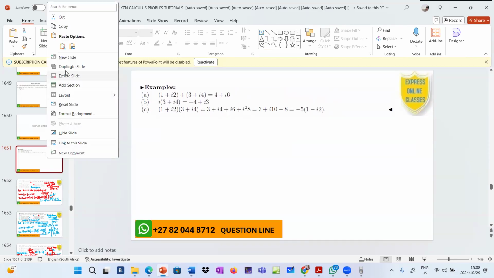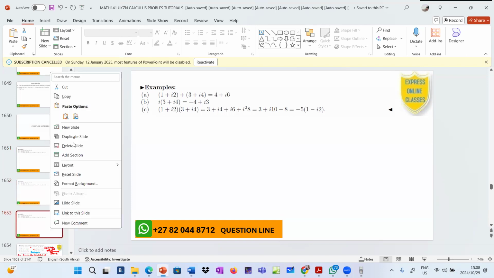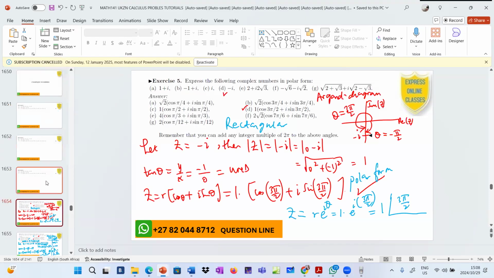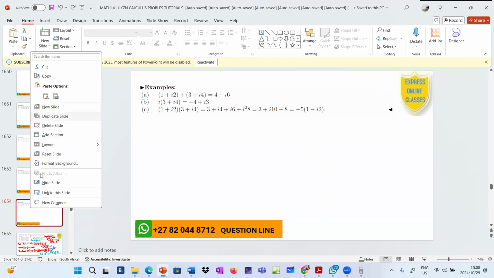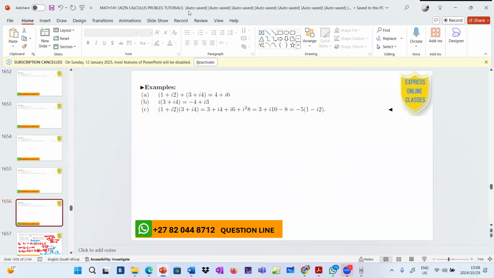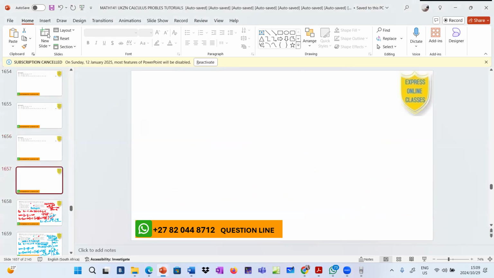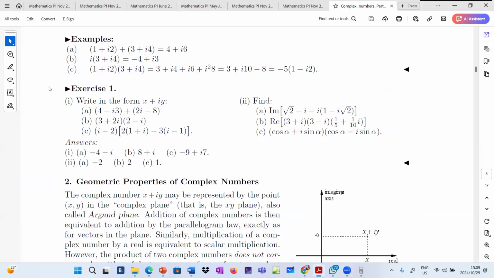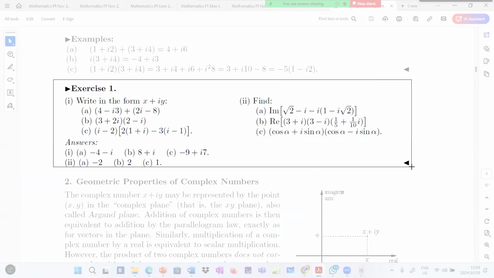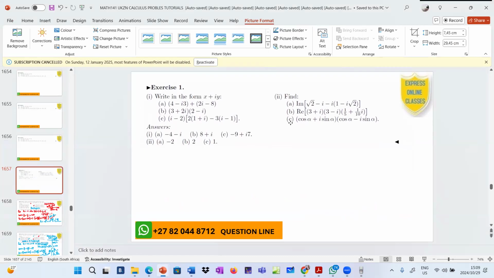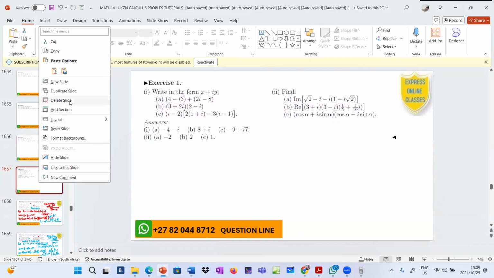Okay, so 1, 2, 3. Okay, I'm including the exercises, yeah? Okay, good. Let me see what you're saying. Yeah, that's fine because I think I found it. I found this exercise. Right. Okay, I found it. Exercise 1 is this one.